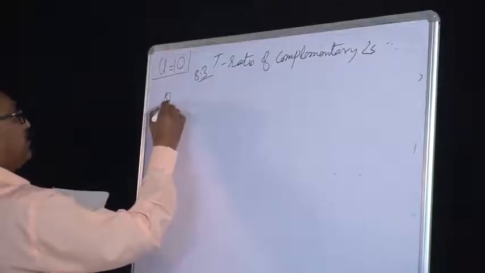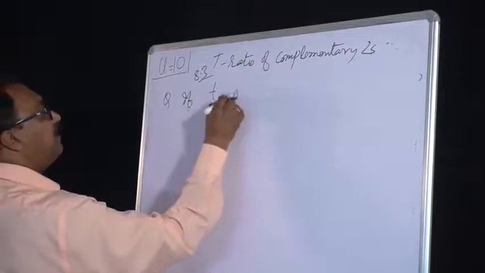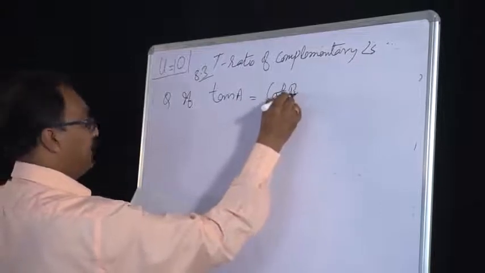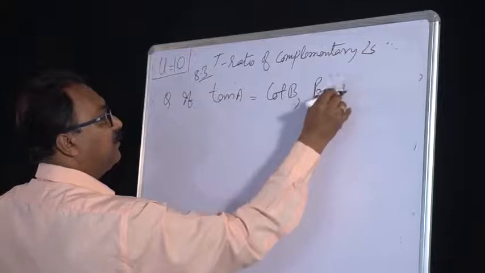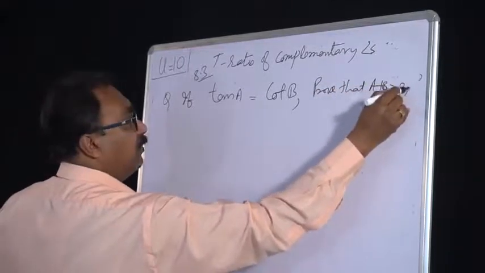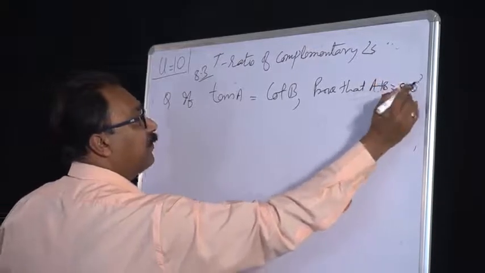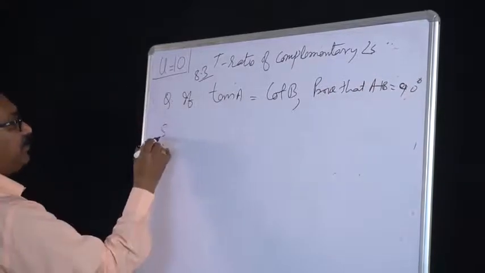So another question. If tan A equal to cot B, prove that A plus B equal to 90 degree. Okay, 90 degree. So in the solution part, what will we do?